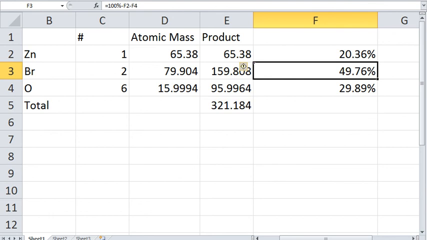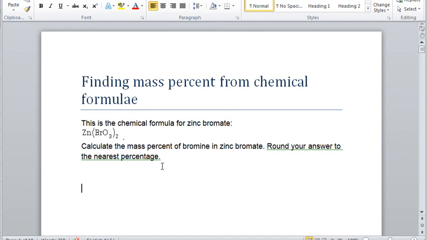So that's how you define the mass percent from chemical formula. It's pretty easy. It's just a lot of calculations, and there's a lot of opportunity to make little mistakes. So you might want to double check your work. And if it's a multiple choice exam, make sure that your answer is basically spot on to the multiple choice answer.